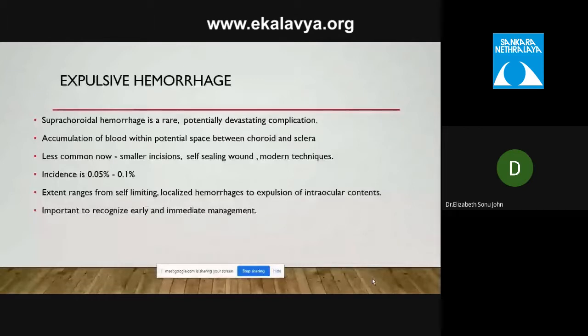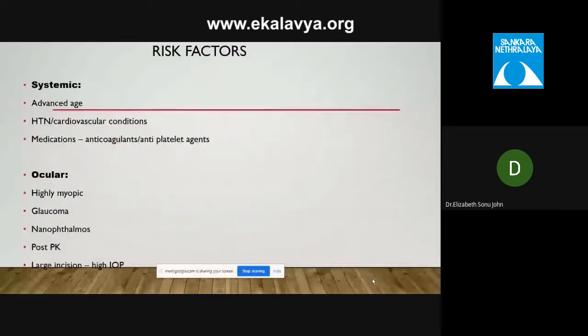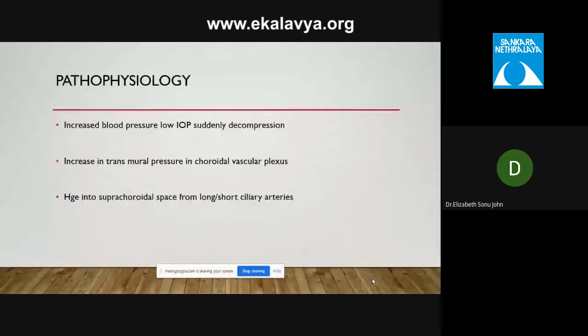So risk factors are advanced age, where there is atherosclerosis of the arteries, hypertension, cardiovascular conditions, and patients on anticoagulants and antiplatelets. Ocular conditions include high myopia, glaucomatous patients, nanophthalmos eyes where the choroid is thick, post PK, and large incisions. That's why I said that with SICS phaco, the chance of expulsive is lesser compared to ECCE, where you make a larger incision.